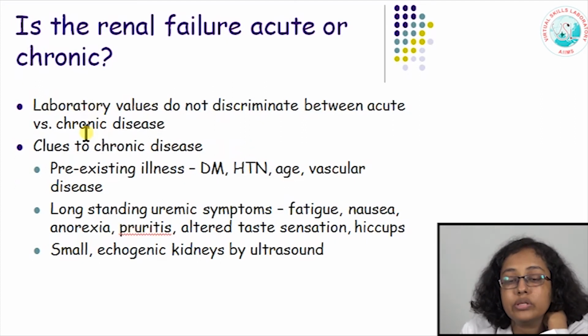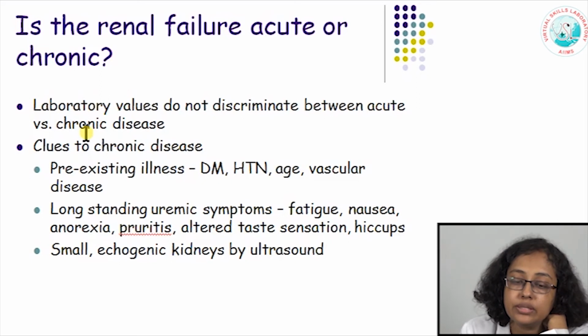Now, it is not always so simple to differentiate between acute or chronic renal failure, especially in the Indian setting. Patients do not get routine blood tests, and so we may not have a baseline creatinine in all these patients. So just lab values will not always differentiate, but there can be some clues. As I said earlier, the ultrasound may show shrunken kidneys in chronic kidney disease.